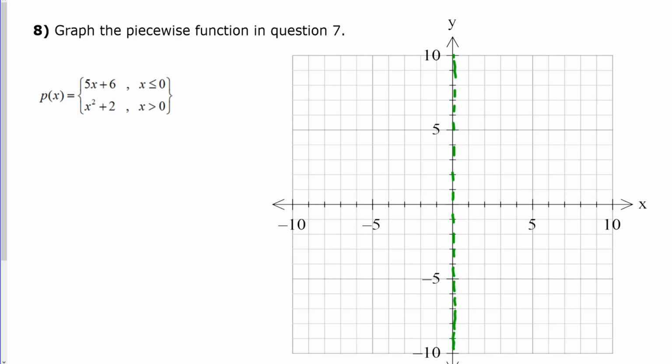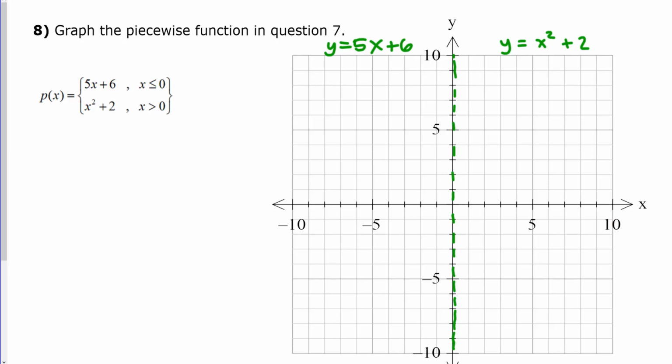So basically, where x is less than or equal to 0, I'm going to graph y equals 5x plus 6. And when x is greater than 0, I'm going to graph y equals x squared plus 2. So the boundary x equals 0 just tells me where to stop graphing one function and start graphing the other. So let's give it a try.